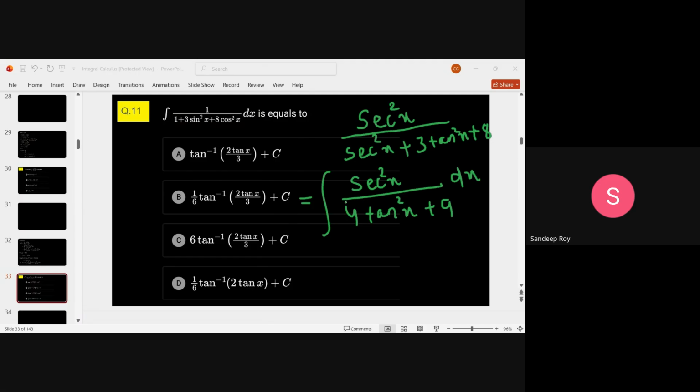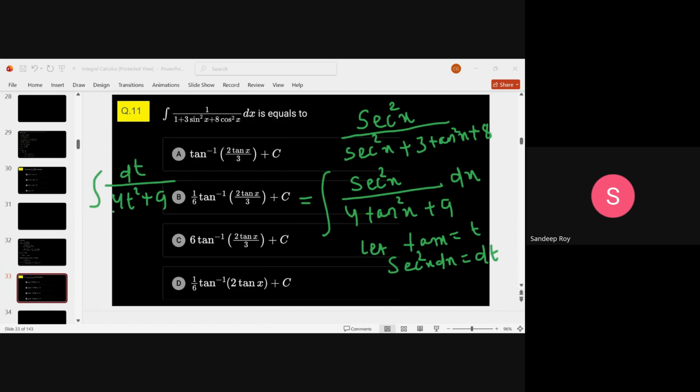Now over here again, a standard substitution you can do. Let tan x be equal to some variable t. Differentiating on both sides, secant square x dx is equal to dt. So the whole question transforms after substitution to the integration of dt upon 4t square plus 9. This is the new integrand in terms of t.